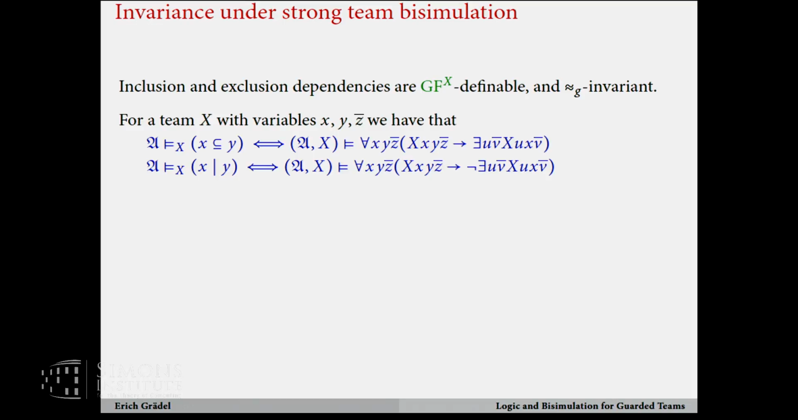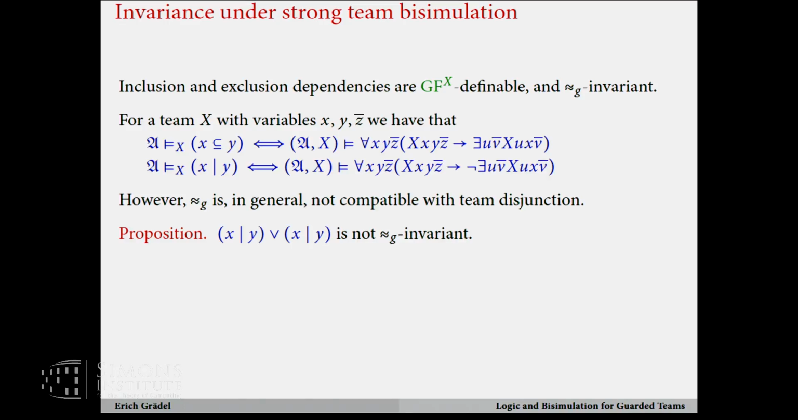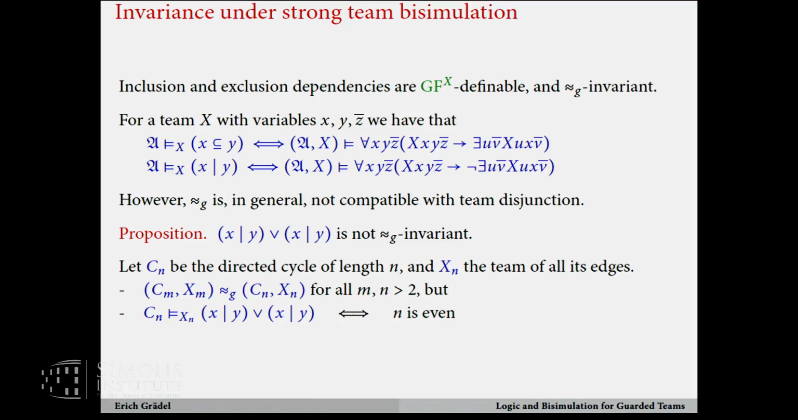But on the other side, if we work in these expanded structures, so we can use this predicate for the team to guard our assignments, then we can easily define inclusion and exclusion, so they are invariant under this other notion of bisimilarity. But an interesting thing is that with disjunction, this is no longer compatible. So although the individual exclusion atoms are invariant under strong bisimulation, the disjunction is not, and you can see this by a classical method of finite model theory.